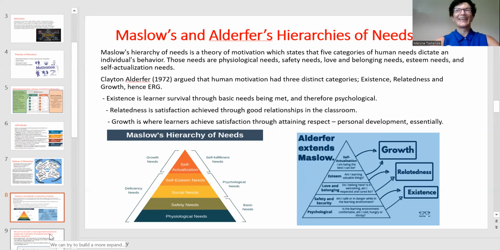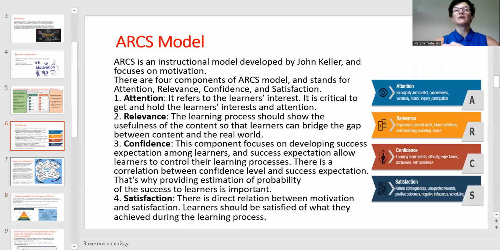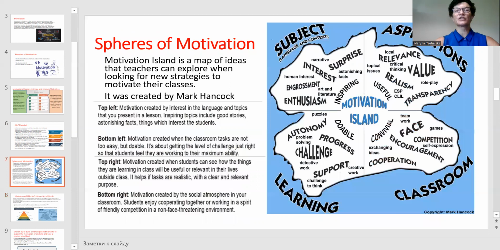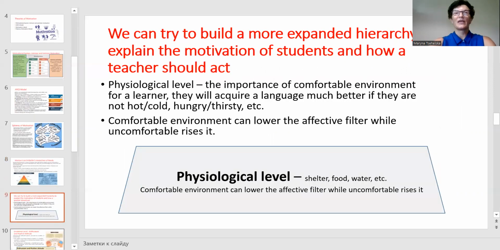So let's start. Now we'll try to combine all these four theories, extrinsic and intrinsic, the ARCS model, spheres of motivation, and hierarchy of needs, into what is applicable to us as English teachers, especially in class. Let's start. So, of course, the first level is physiological.